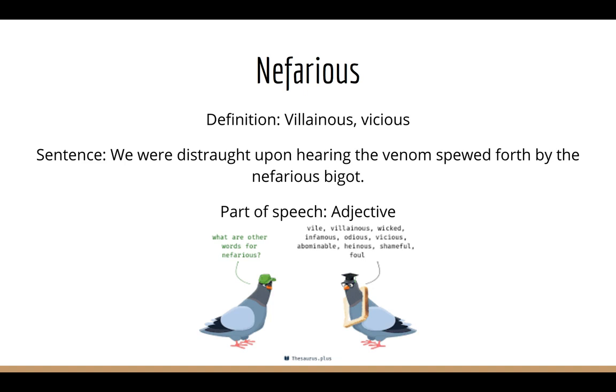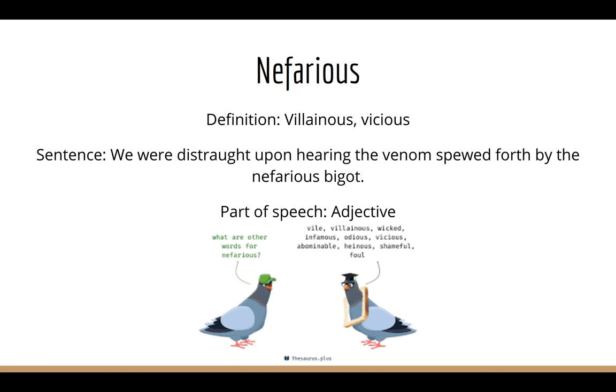And do you guys remember bigot? Yeah, I remember the picture of an open-minded person and a closed-minded person, and the closed-minded person is a bigot. Correct. Bigot? How is it pronounced? Bigot. Okay, but what is the meaning of distraught? Distraught means deeply upset and agitated. So let's read the sentence again. We were distraught, worried, upset, upon hearing the poison vomited by the villainous, closed-minded person.